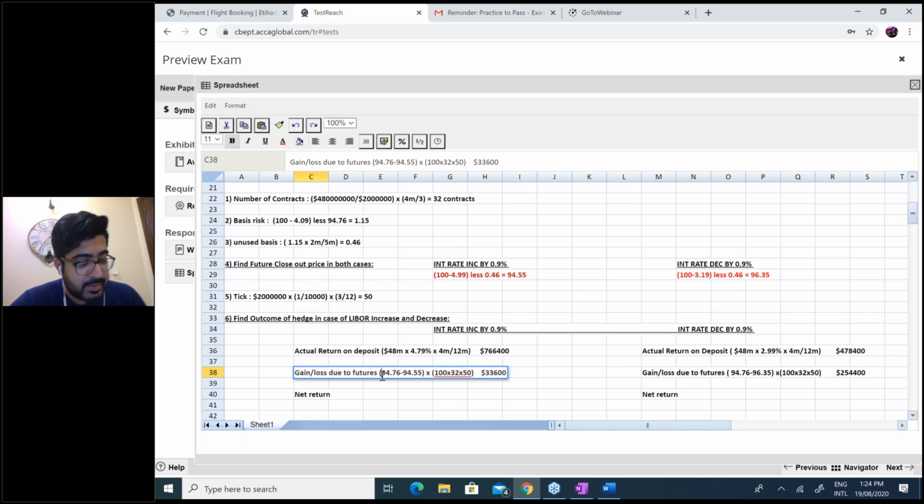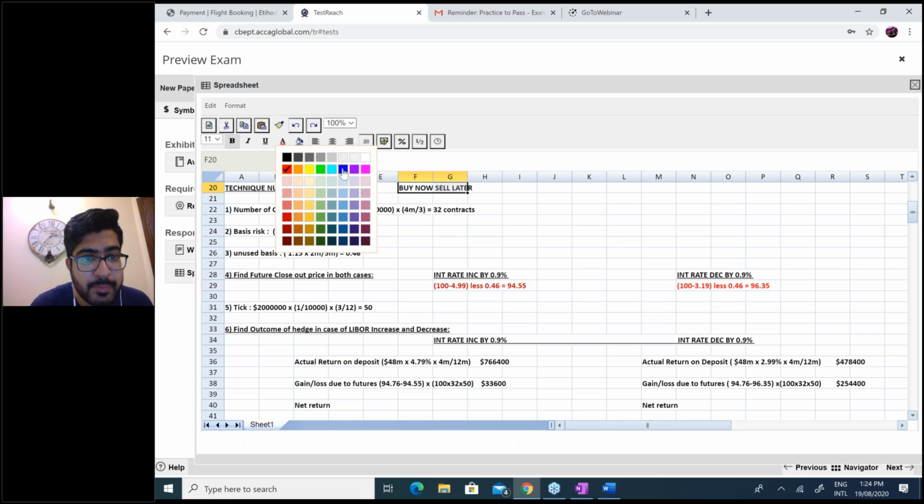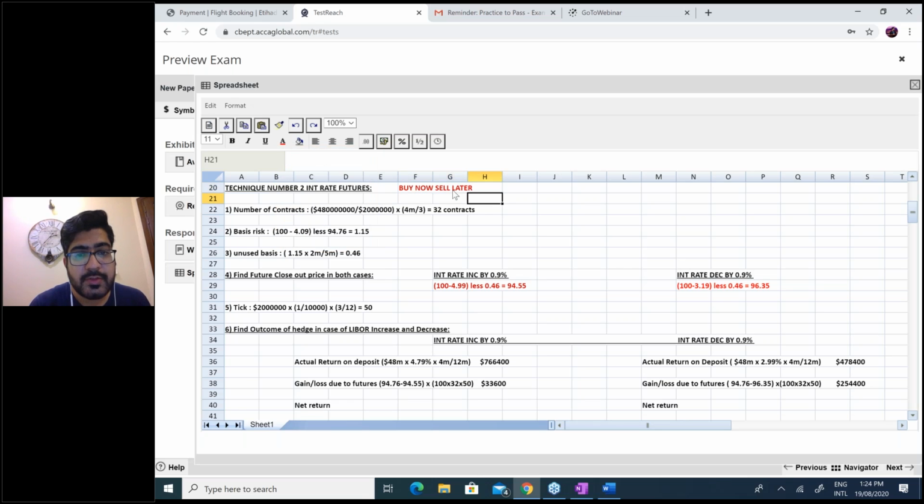I get the answers. Is it a gain or a loss? The $1 million question: should it be added or deducted? So, what is the strategy of futures? The strategy is this. I am highlighting it with a red mark, which you wrote in step number, even before starting. The strategy is buy now, sell later.